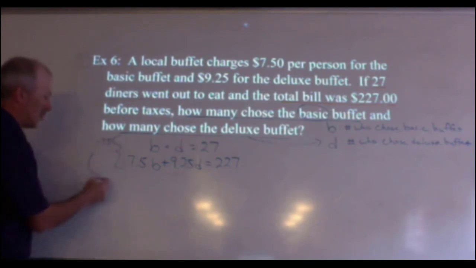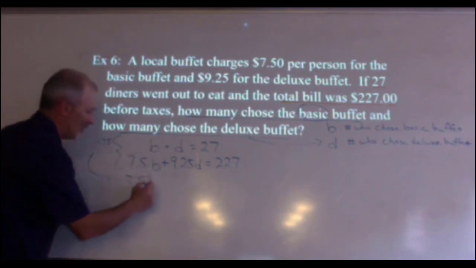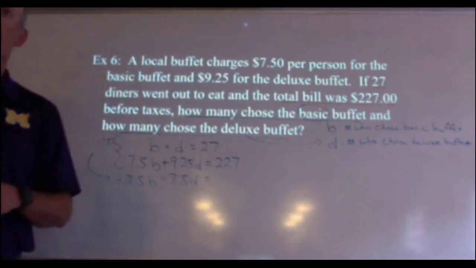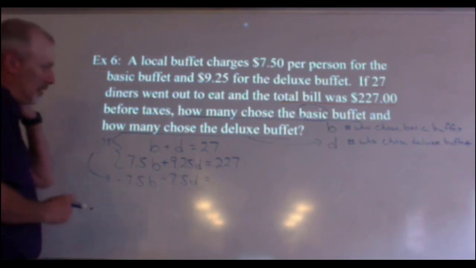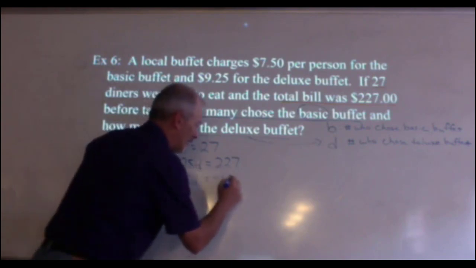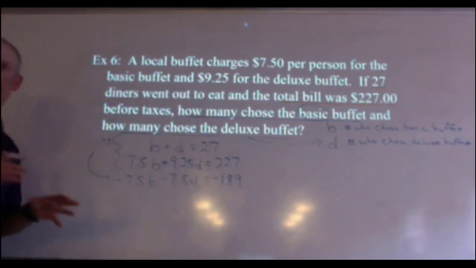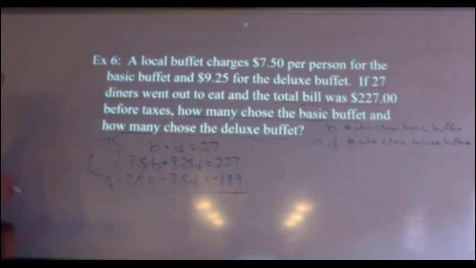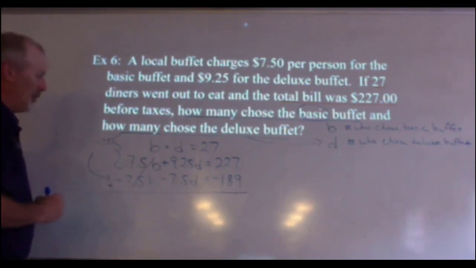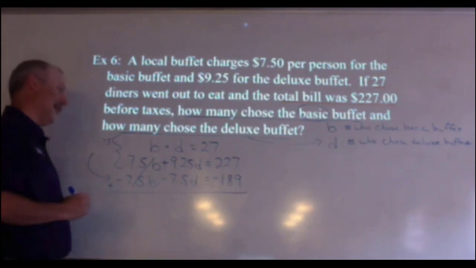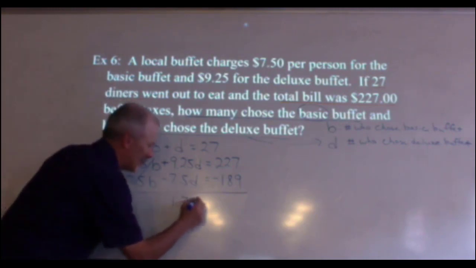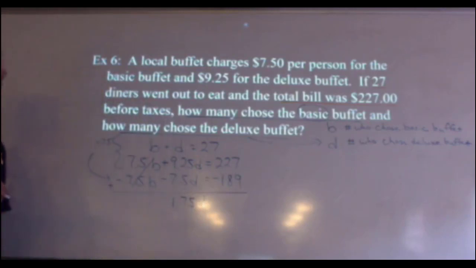I'm going to put this right down here. So I'm going to have negative 7.5b minus 7.5d equals, and if somebody can help me out, what is 27 times negative 7.5? Negative 189? Okay. Is everybody getting that same thing? Then if we're going to use elimination, remember we're going to add these. So the b's cancel out. 9.25d minus 7.5d gives us what? I think it's 1.75, but if somebody could double check that for me. Is that right? Yeah. Okay.